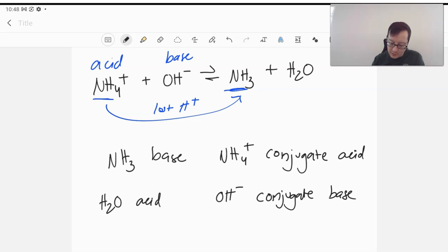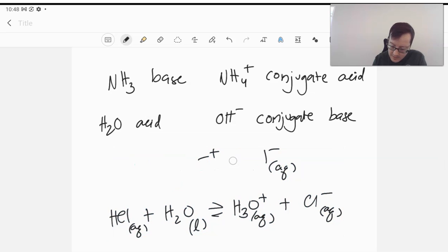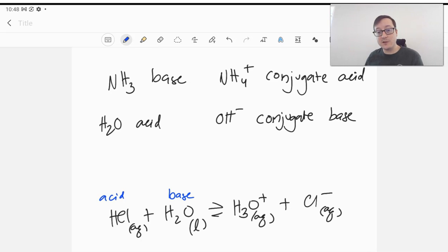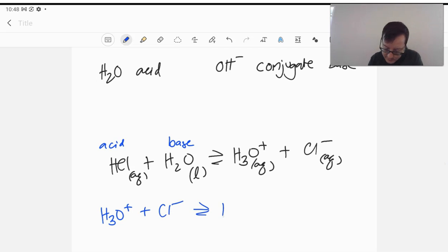And if we take a look at HCl, when we first looked at HCl, in our HCl reaction, we saw that water was the base in the original reaction. If we think about the reverse reaction, H3O plus and Cl minus, not a very likely reaction to happen, but if it did, first off, there's no way the chloride could be an acid because there's no protons on it. So the chloride must be the base, which means that the H3O plus is our acid.